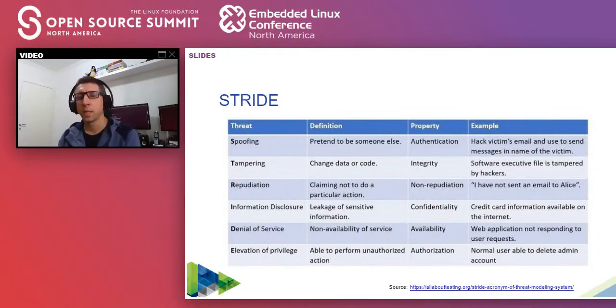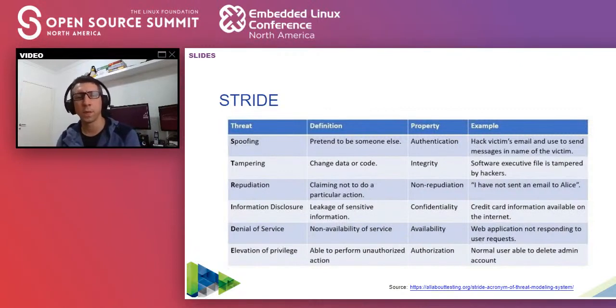The idea of STRIDE is to help us identify the threats. So basically, we have categories of threats, six kinds of them. We have, for example, spoofing. Spoofing is a kind of threat where someone pretends to be someone they are not, right? For example, your device has a web interface, but you don't do any authentication, so anyone could access the device as someone else. To mitigate that kind of risk, you would implement, for example, an authentication mechanism on the web page of your device.